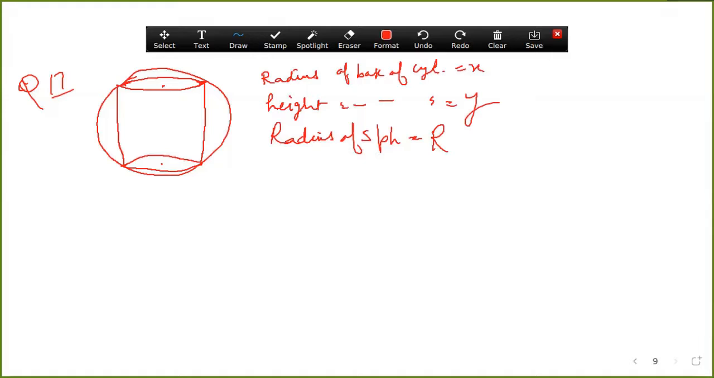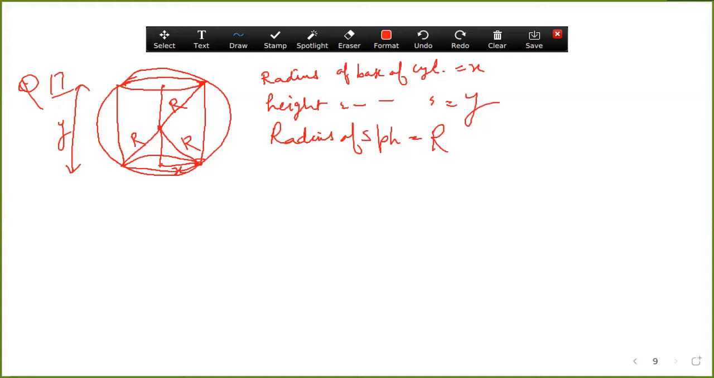Now draw this in the figure. The height of the cylinder, this vertical height, is y. And when you plot this, this is the center of the sphere, and this is capital R, this is capital R, and this again is capital R. Now this radius is x. So from this figure we can say here is the right angle triangle.